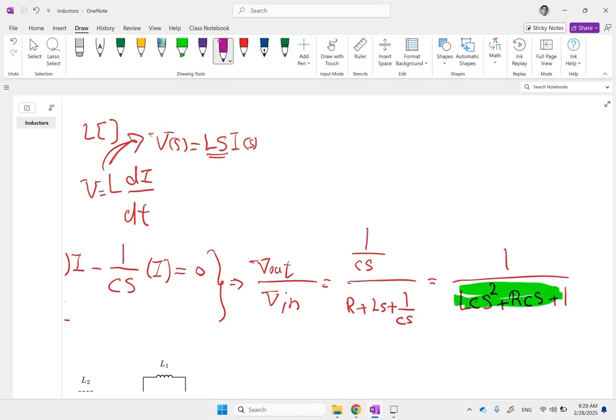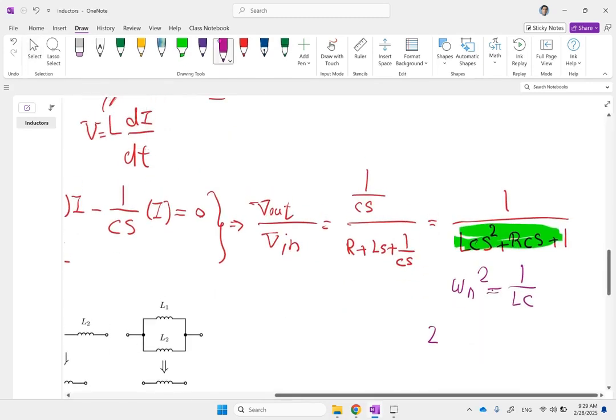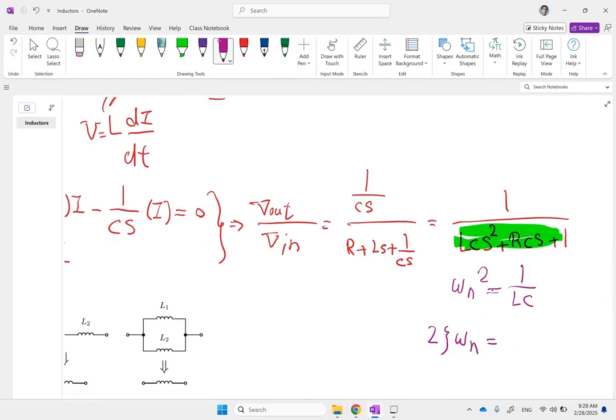So in this case, your omega n squared is going to be 1 over LC, and then 2 zeta omega n is going to be RC over LC, which is R over L. So from here, you can find the natural frequency, the damping ratio, and the damped frequency and everything. And you can plot the frequency response of the system.